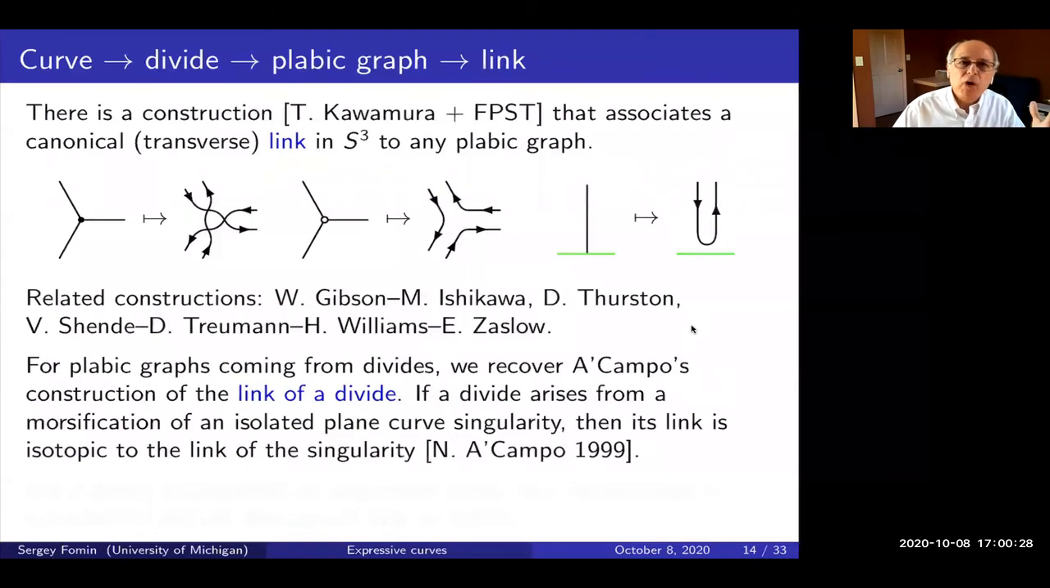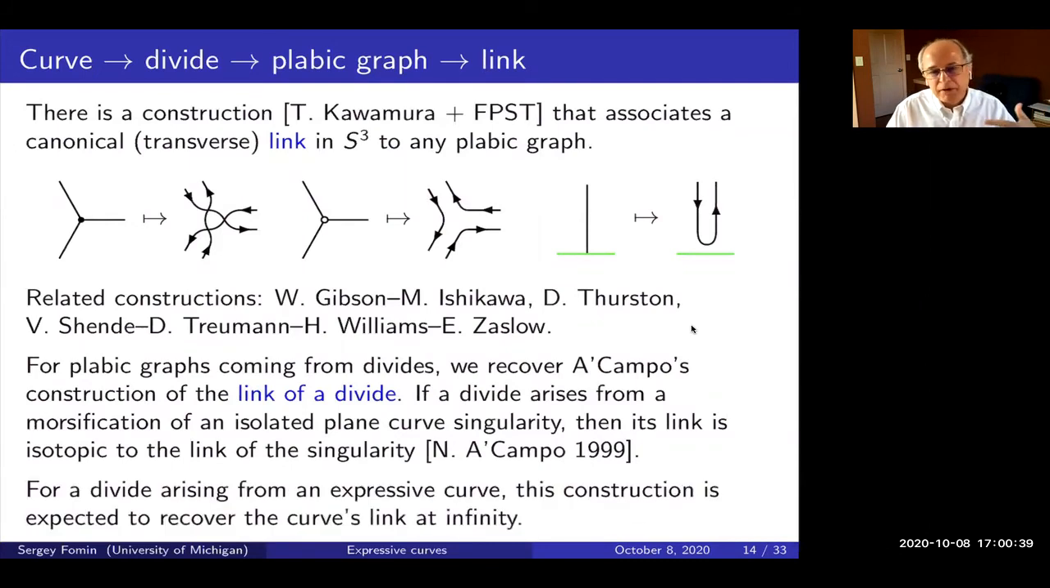So that's the way in which you can recover the local topological information from the combinatorics of your divide, of the doodle. And we expect that exactly the same construction will recover the link at infinity in the case of affine curves. Okay, questions about this slide? All right.